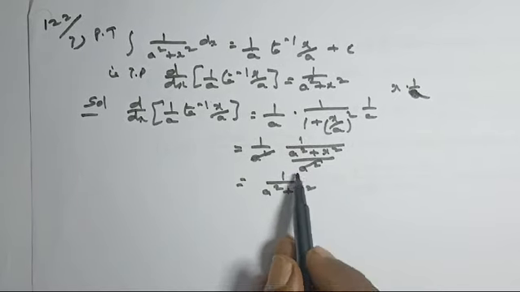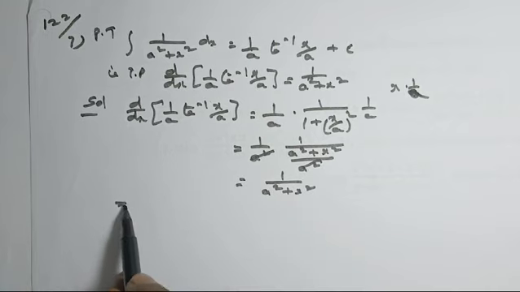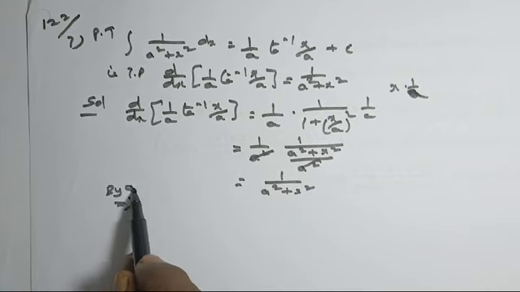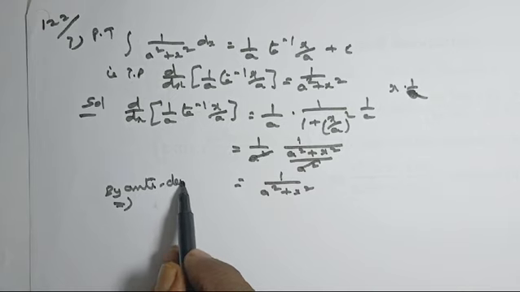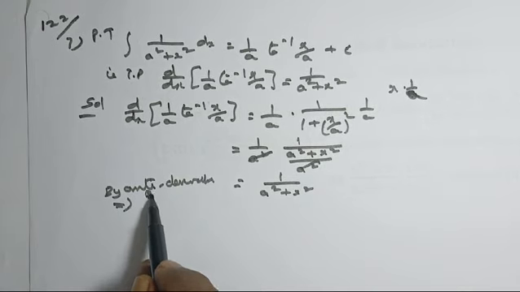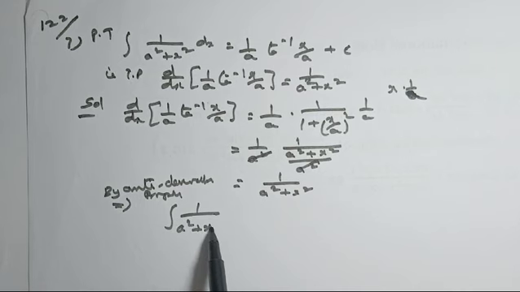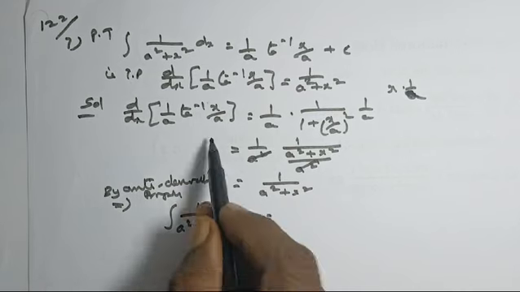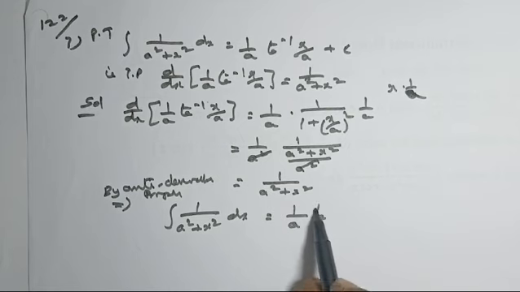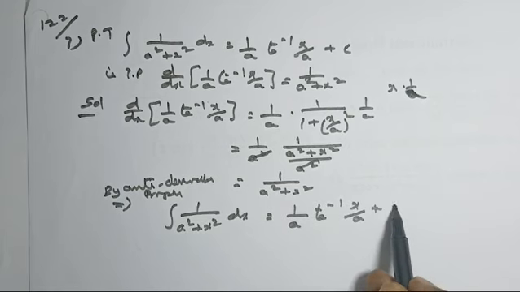Means by antiderivative, this implies by antiderivative property, if you integrate 1 by a squared plus x squared with respect to x, dx, you will get this one, 1 by a tan inverse x by a plus c. Solved.